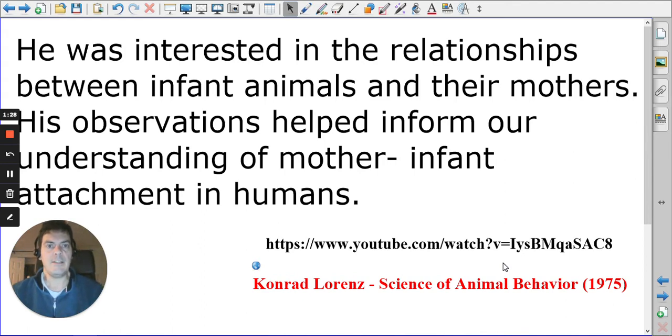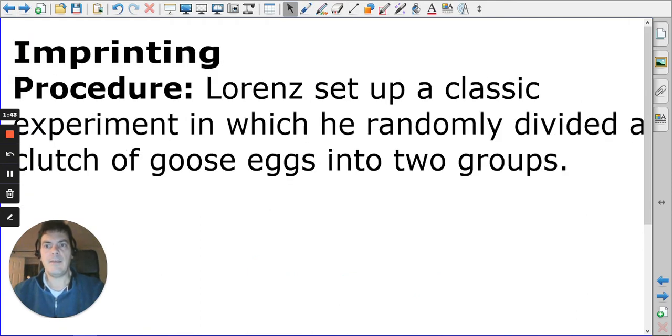So we see in terms of this, he wanted to see if there's a relationship between infant animals and their mothers, and his observations pretty much have helped us understand human attachment. Let's have a look at one of the key studies that he did in his research.